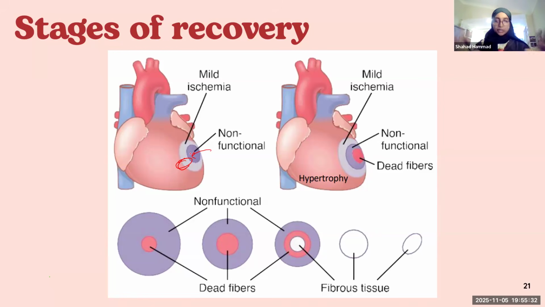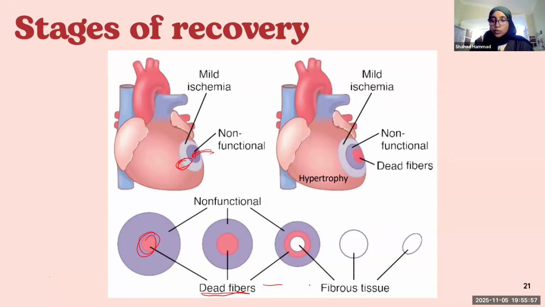When we have the ischemia, the outermost circle is mild. When we go inwards more, we have non-functional cells. These ones have been cut off from the blood supply. They're not working, but they're still alive. Okay, this purple area means that they're still alive. They're non-functioning. Then if we look down here, we have this red area, which is completely dead fibers. They have been completely cut off. They're not functioning and they're completely dead.